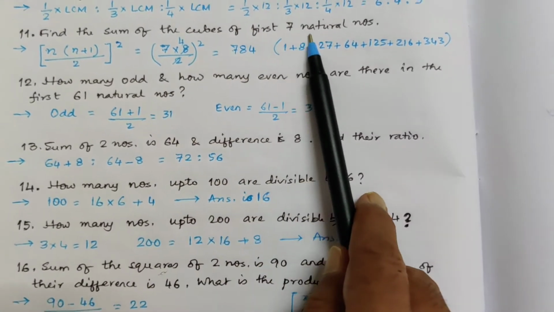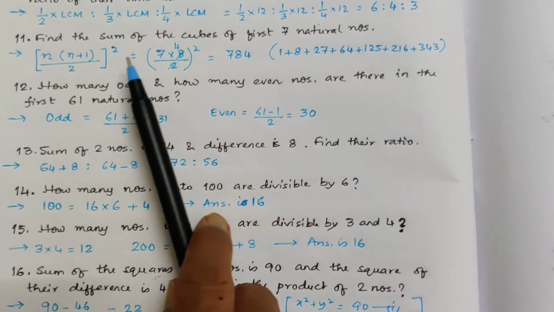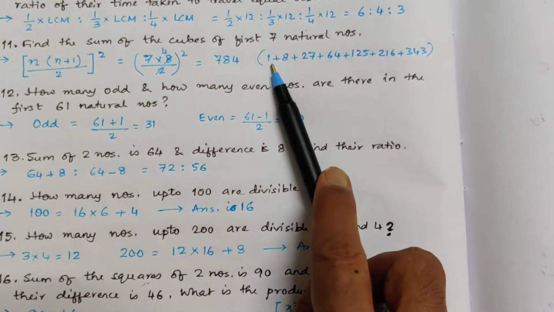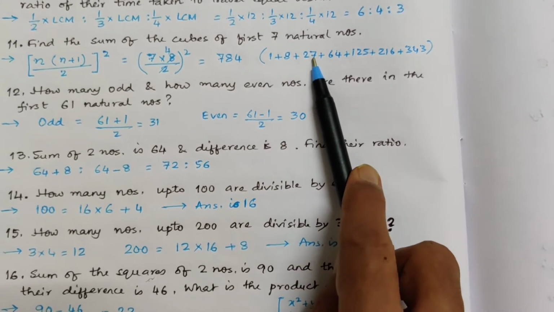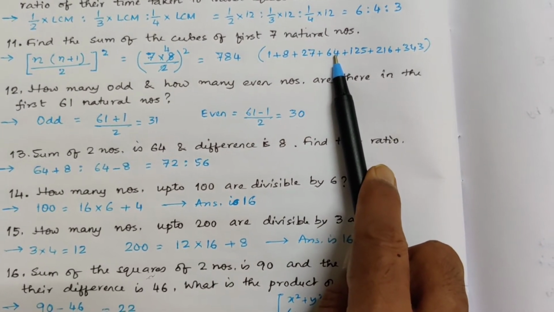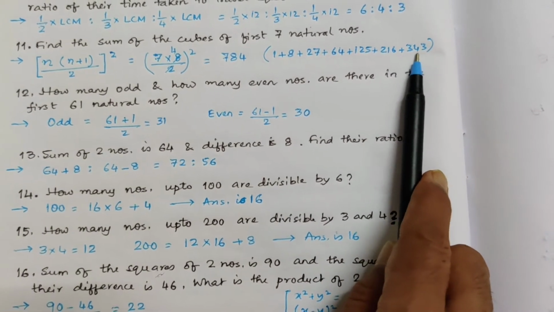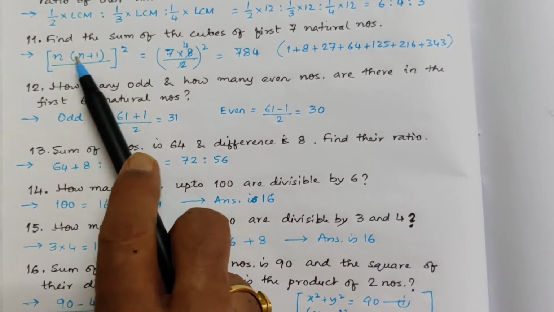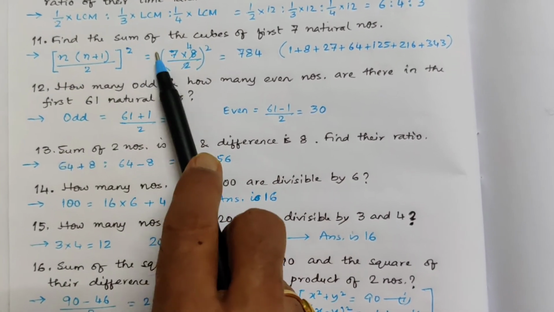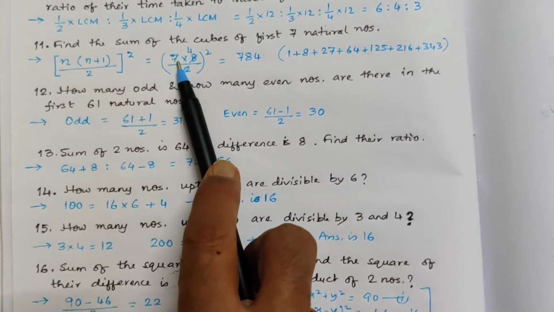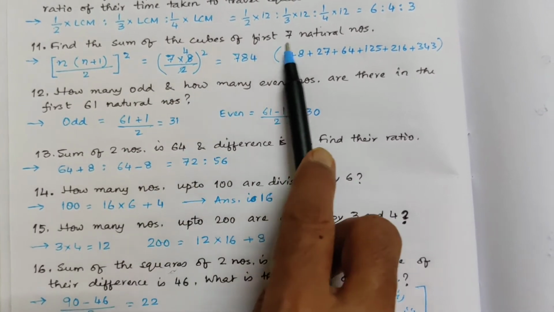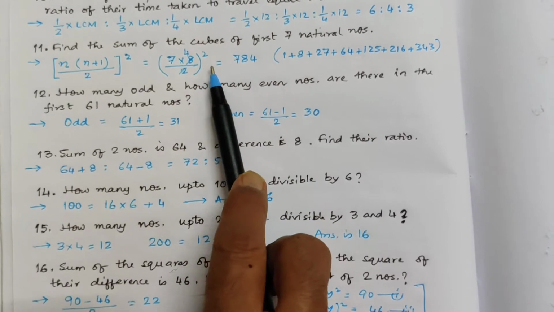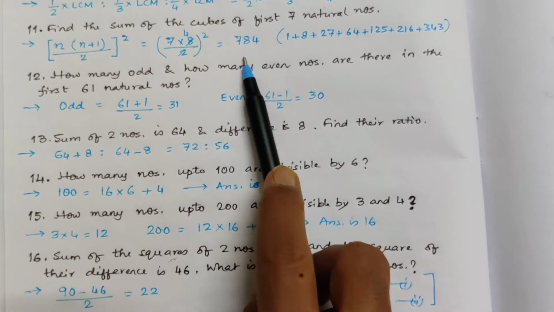Find the sum of the cubes of the first 7 natural numbers. Sum of the cubes. If we start doing the cubes, 1 is the cube of 1, 8 is the cube of 2, 27 is the cube of 3, 64 is the cube of 4. In this way, 7's cube is 343. We have to add all these. The easiest way is n into n plus 1 by 2 to the power 2. N is 7, means 7 natural numbers. 7 into 7 plus 1 is 8 by 2, its square, that is 784.